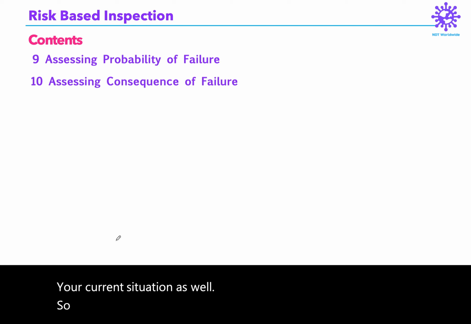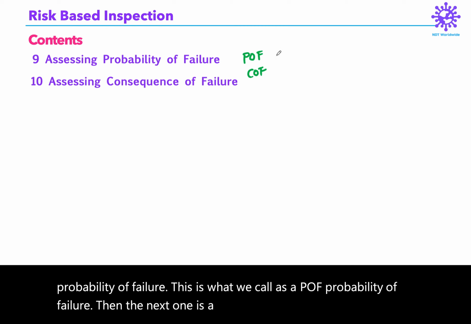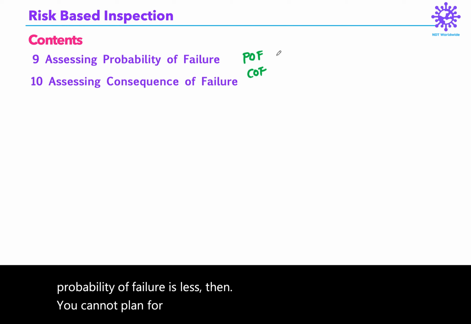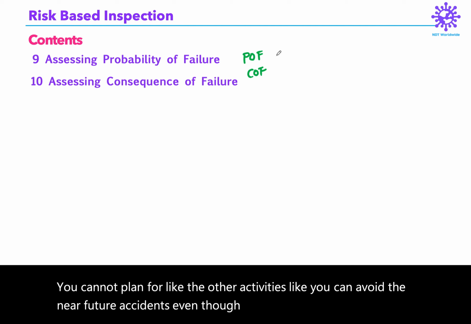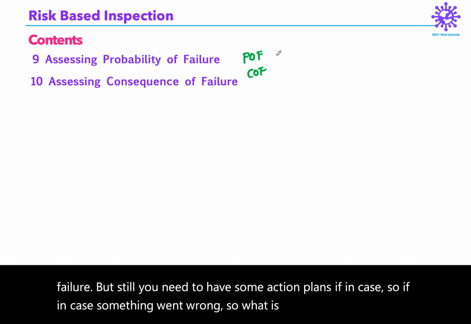Once you have this data, you can start assessing your probability of failure. This is what we call POF, probability of failure. Then the next one is the consequence of failure. If your probability of failure is low, then you can plan for other activities, and you can avoid near future accidents. Even though there is a very low risk of failure, you still need to have some action plans in case something goes wrong. So what are your next immediate actions?